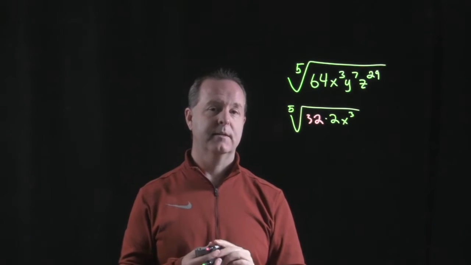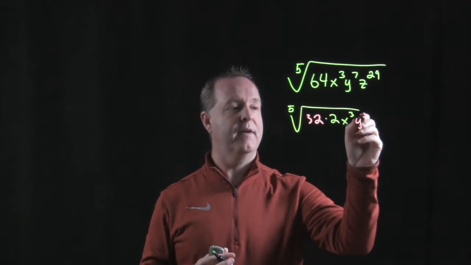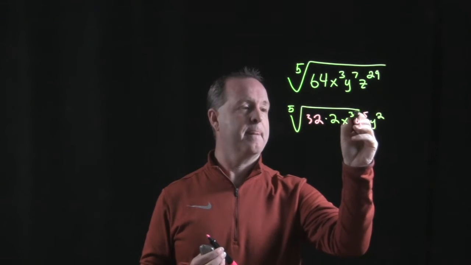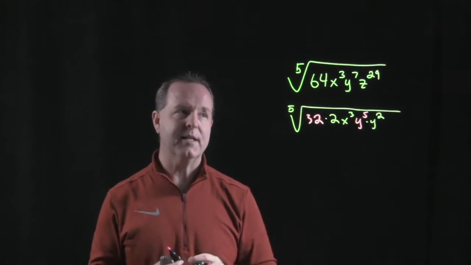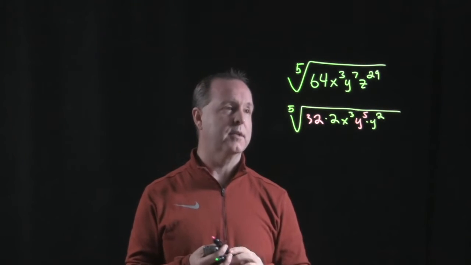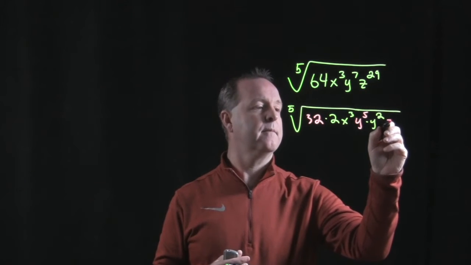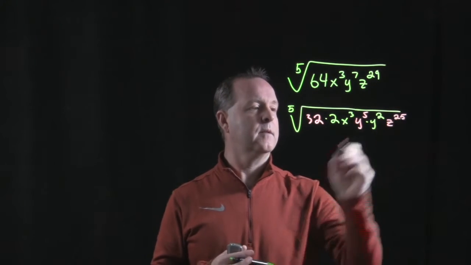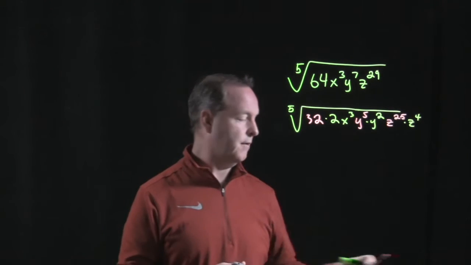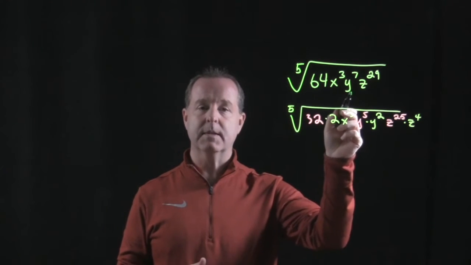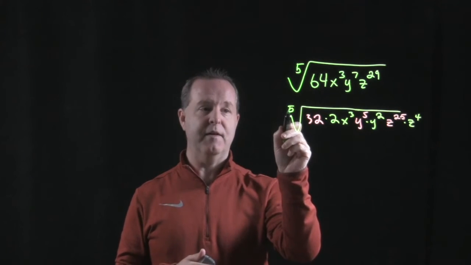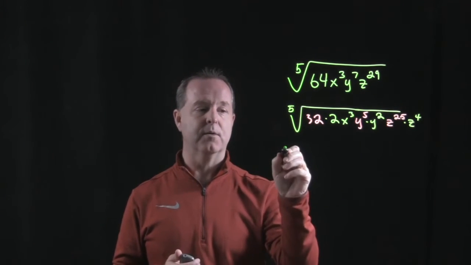Y to the seventh? Well, that becomes y to the fifth times y squared. And then z to the 29th. What's the greatest factor of z to the 29th that's a perfect fifth root? That would be z to the 25th times the leftovers, which is z to the 4th. So from there, I was able to take each of those terms and factor them into a factor that's a perfect fifth. So the fifth root of 32 is a 2.